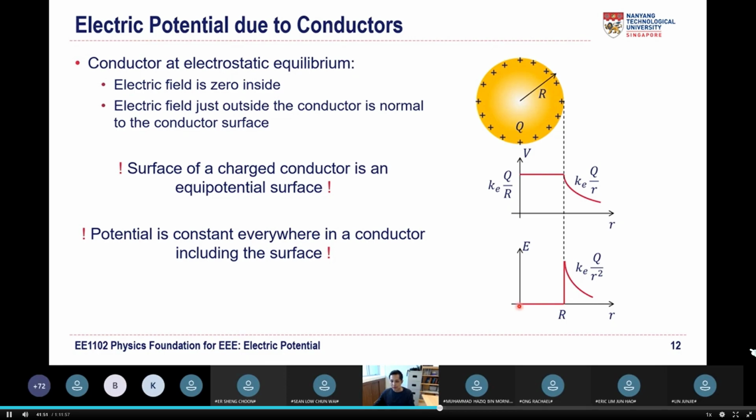Then, we know that the electric field inside the conductor is zero. But if you apply Gauss's law, the electric field is going to be a finite number just outside the conductor. So it will shoot up to a certain value, and then as you go further out from the conductor, it's going to decay away.